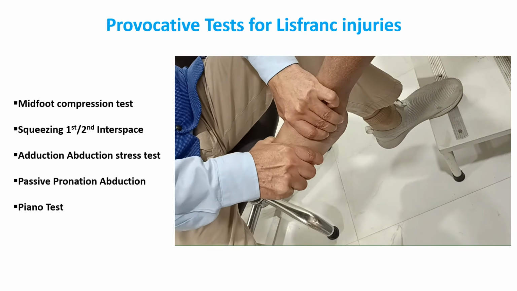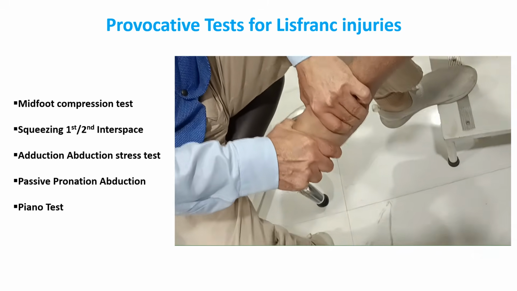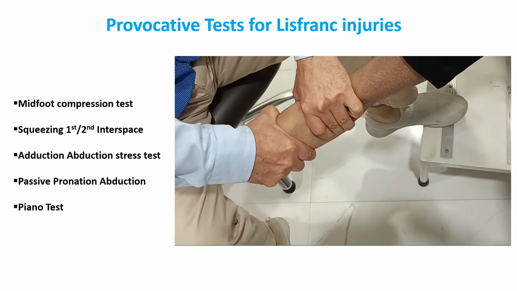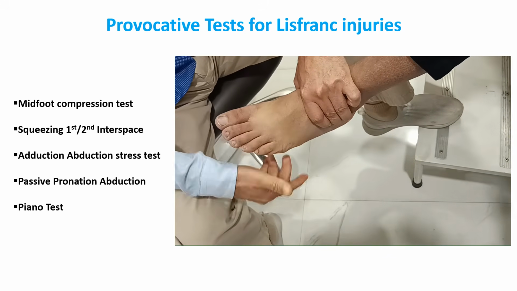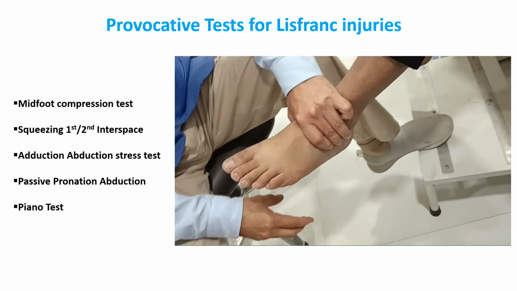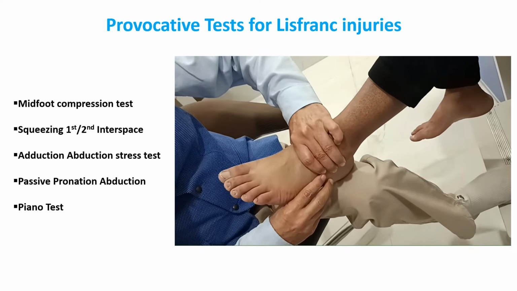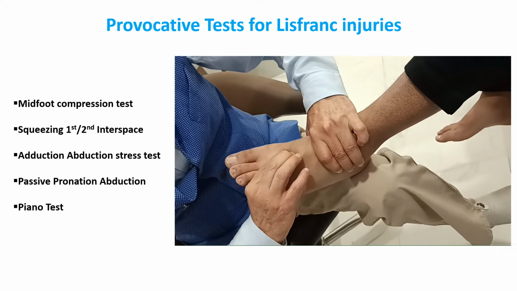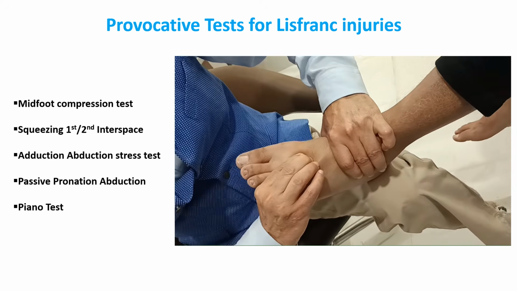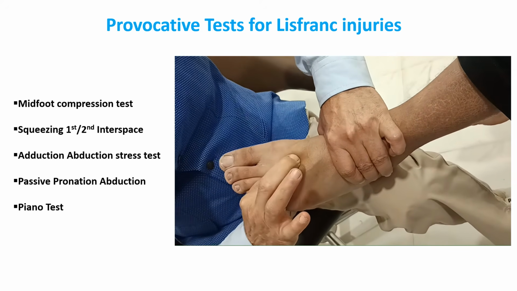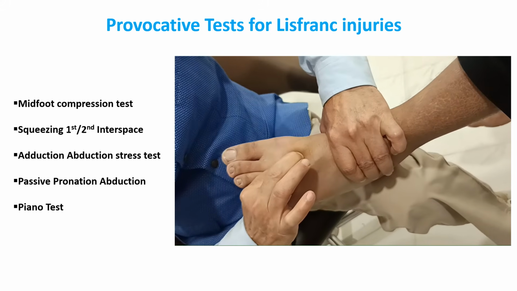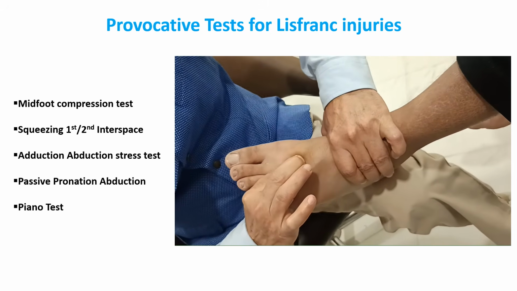If this test is positive, then it may be indicative of the Lisfranc injury. Now we move towards the individual examination of the tarsometatarsal joints. If you find a squeezing here first between the first and second ray at the level of the TMT joints, it may be reflective of an injury to the first and the second ray.